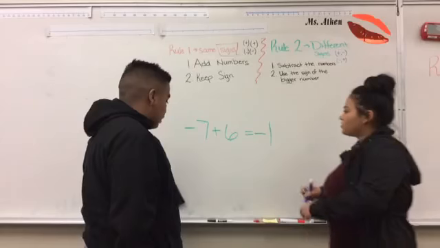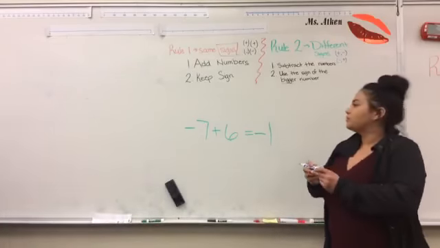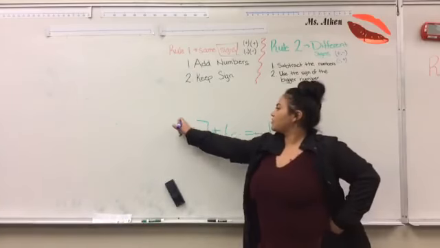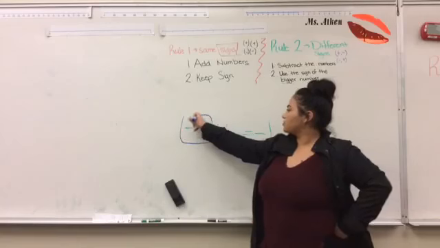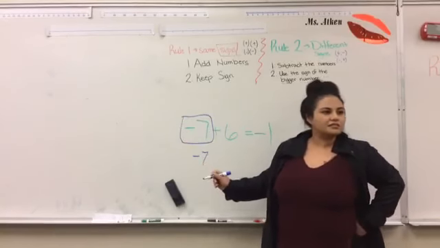Okay. Thank you. Can I explain? Yeah. I'll give you one question. All right. So over here, Jennifer, what does this negative belong to? So we're gonna put -7.